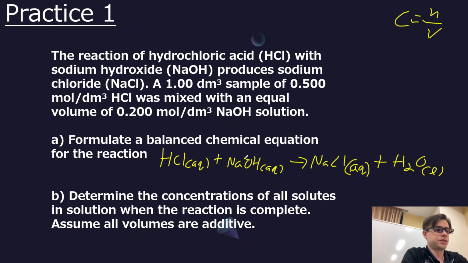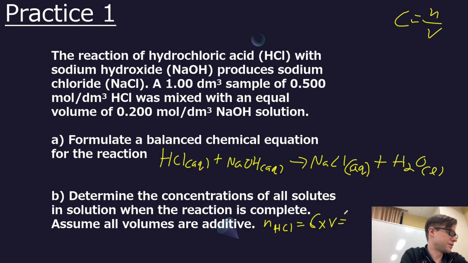Then part B, determine the concentrations of all solutes in solution when the reaction is complete. Assume all volumes are additive. Okay, so we do have to consider what might be excess, what might be limiting. We're going to have to find the amount of moles of everything that we possibly can. So the amount of moles of HCl, we can get, if we have C equals N over V, then N equals C multiplied by V. Make sure you choose the right ones though.